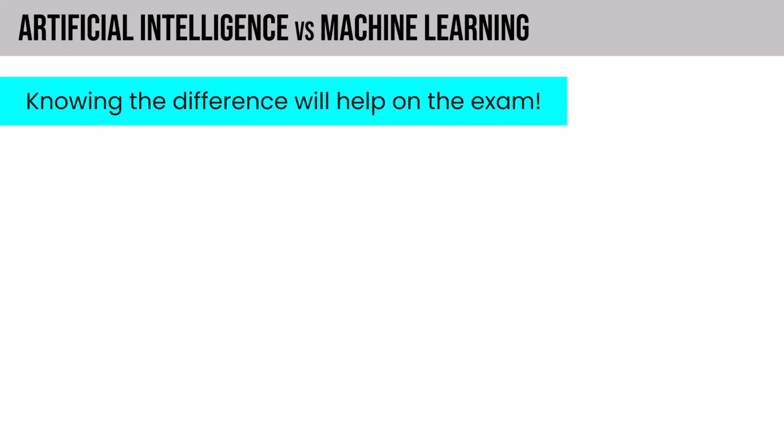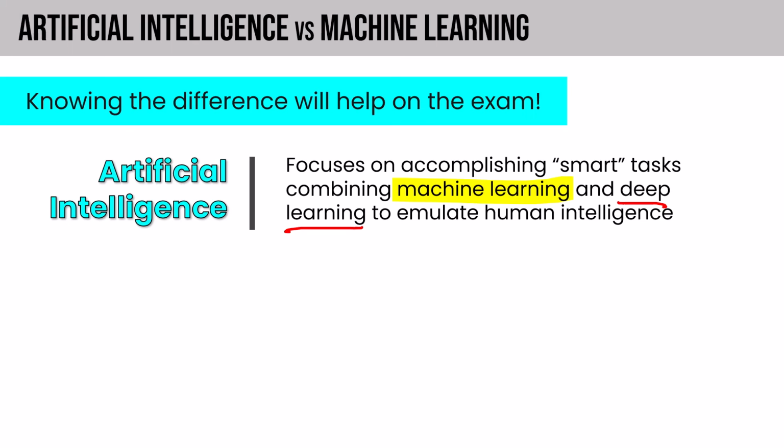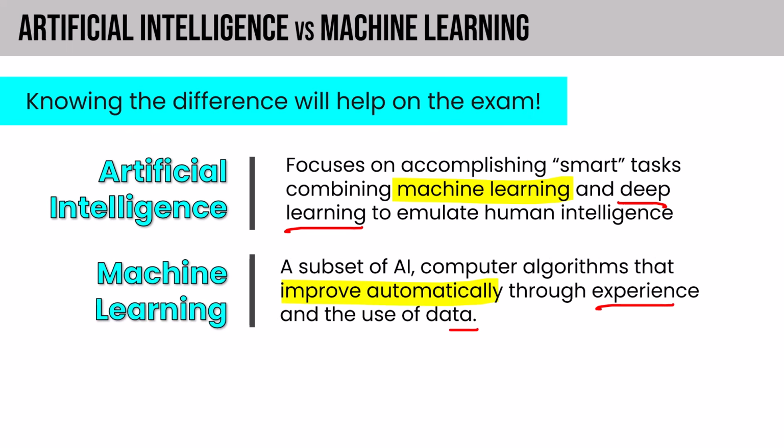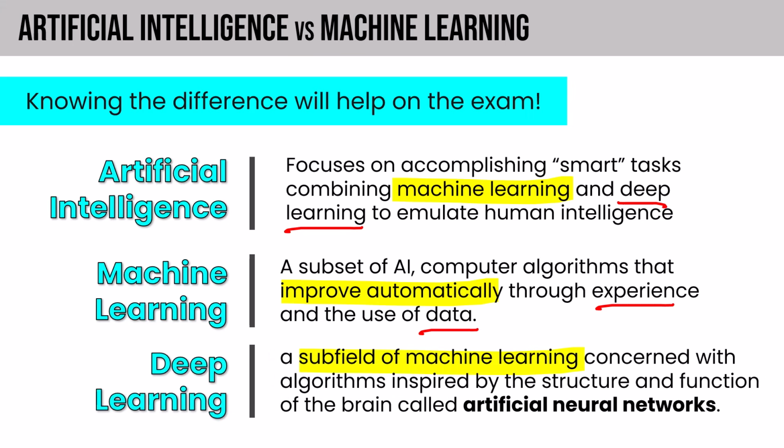Knowing the difference can definitely help on really any security exam. So artificial intelligence focuses on accomplishing smart tasks, combining machine learning and deep learning to emulate human intelligence. And machine learning is a subset of AI using computer algorithms that improve automatically through experience and the use of data. Machine learning algorithms learn by being fed data to process and learn from. And deep learning is a subfield of machine learning concerned with algorithms inspired by the structure and function of the human brain, called artificial neural networks.